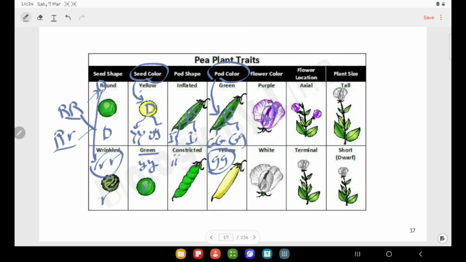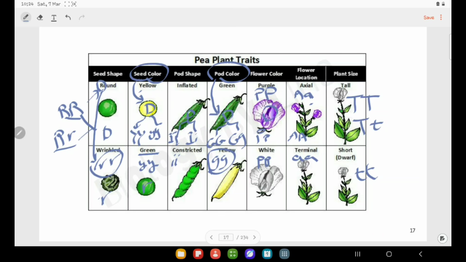Purple, as you know, is the dominant flower color. We have P capital P capital or P capital P small. What about the white? It will be P small, P small. The axial flower, the same thing, it's dominant, so A capital A small or A capital A capital. What about terminal? It will be A small, A small because it's recessive. For the tallness of the plant, we have T capital T capital or T capital T small. And for the short plant, we can represent it by T small, T small.